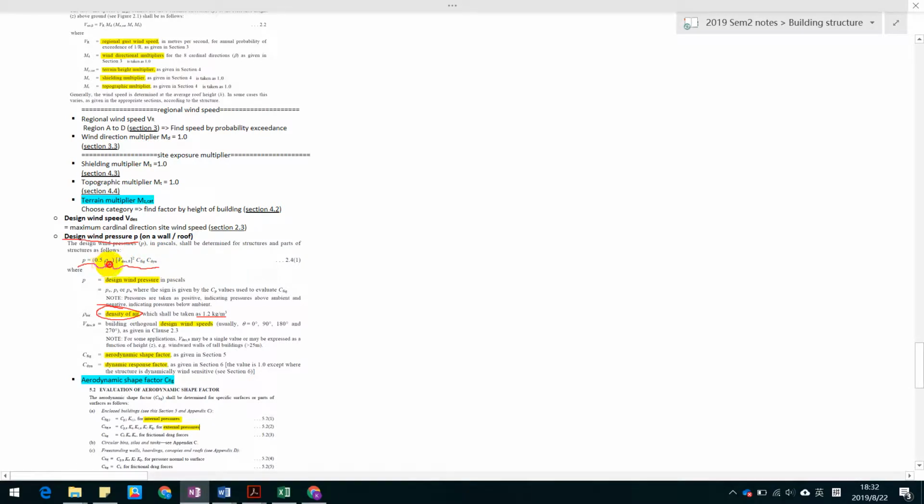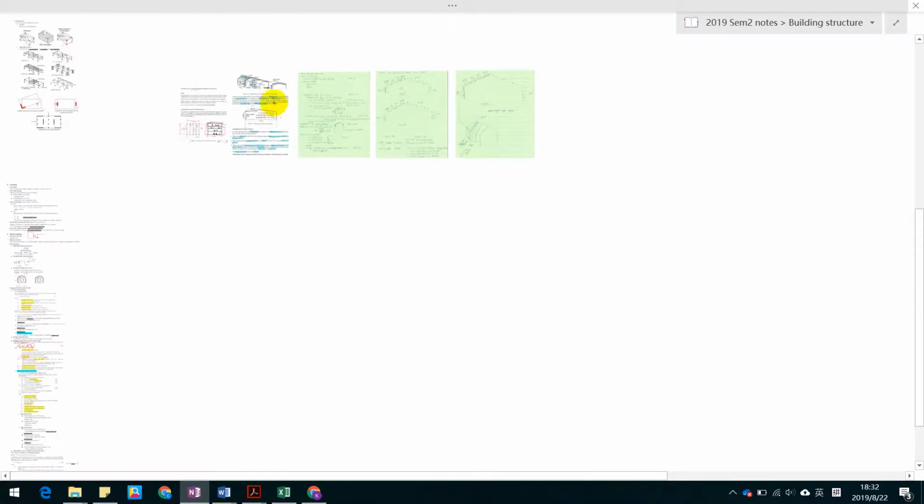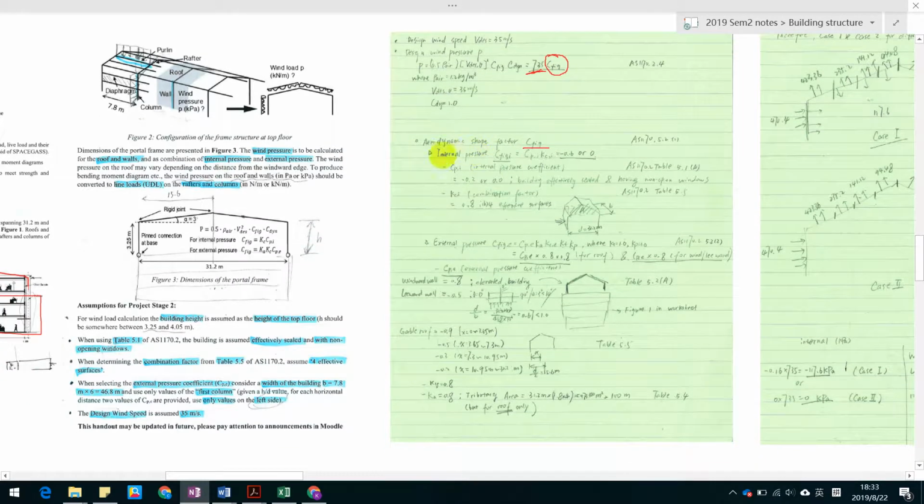So generally speaking, we have this one determined. The only thing that is not determined is this figure, and those other things have been determined as 35 multiplied by this figure. So the only thing left is to determine this, and determine this aerodynamic shape factor. First, determine the internal pressure, as we demonstrate here.